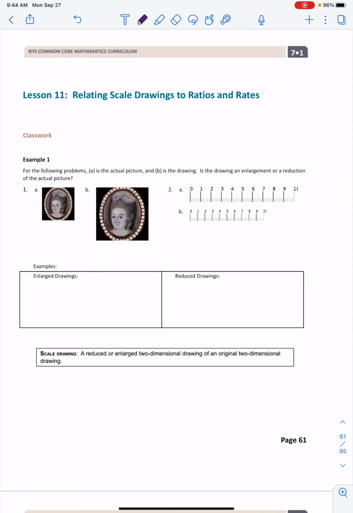Lesson 11, relating scale drawings to ratios and rates. Example 1. For the following problems, A is the actual picture and B is the drawing. Is the drawing an enlargement or a reduction of the actual picture? For number 1, B is an enlargement of A. For number 2, B is a reduction of A.